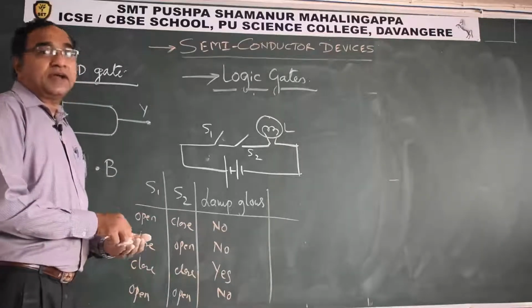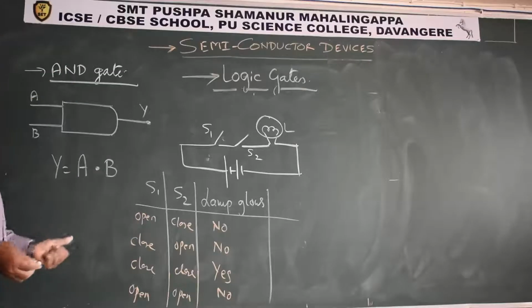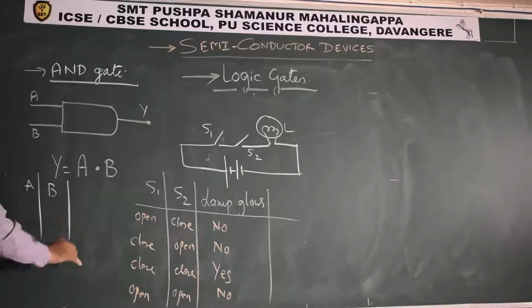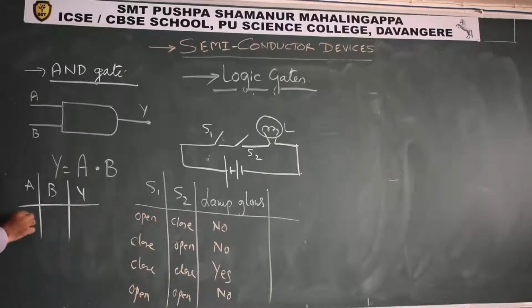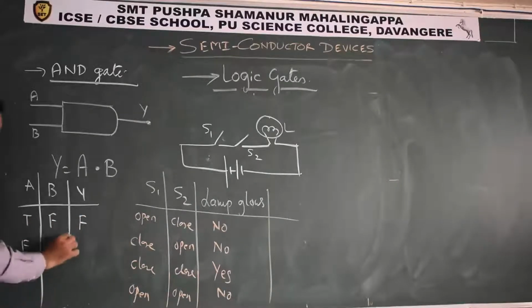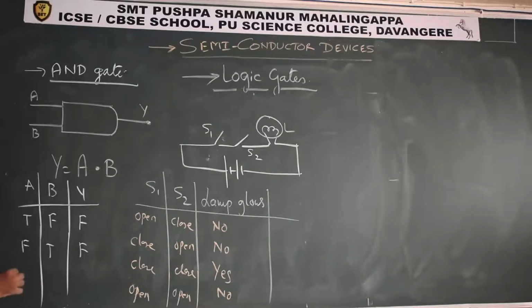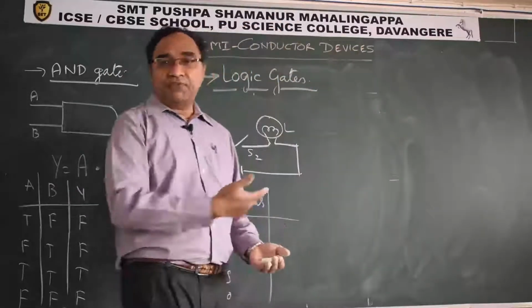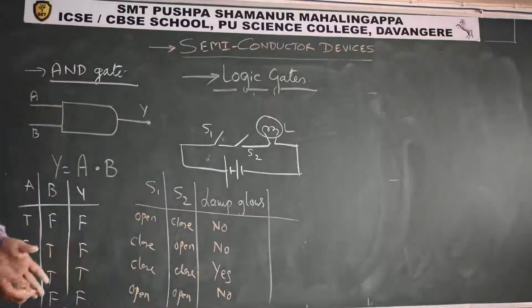Got it? So if I try to write the truth table for it, see here, A, B and Y. If A is true, B is false, no output, it will be false. If this is false, this is true, then also it is false. If this is true, this is true, definitely the output is true. See, if you understand one gate, successive gates become very easy. How fast we finished this one, see. Got it? This is exactly what an AND gate is.